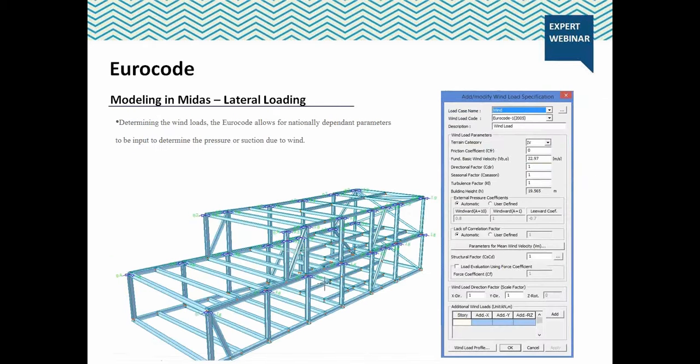We use Midas Gen's built-in wind load generator to apply the wind load onto the structure. At this point, you can select to use the wind load code in accordance with the Eurocode. When calculating the wind load, the Eurocode allows for nationally dependent parameters to be input. So using wind maps, altitude, and geographical data, we determine the design wind speed. By inputting this information into the wind load generator and identifying the terrain roughness type, Midas will calculate the design wind load and apply it to the structure, referencing your story data.